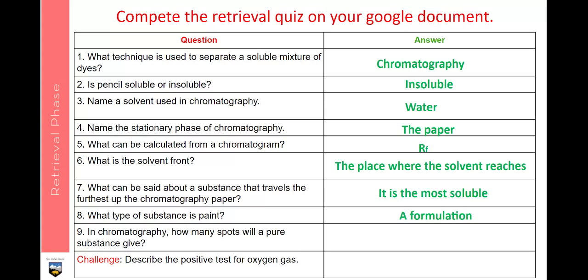9, if a substance is pure, it only gives one spot on a chromatogram. So from your results of chromatography, if a substance is pure, it will only have one spot on the results. And the challenge question: describe the positive test for oxygen gas. It will relight a glowing splint. So make sure you've either said blow the splint out or use a glowing splint.